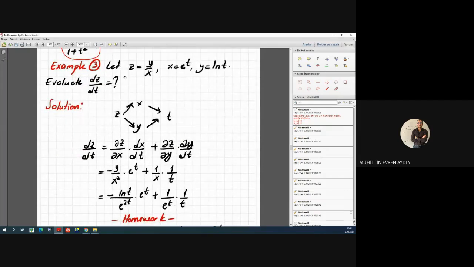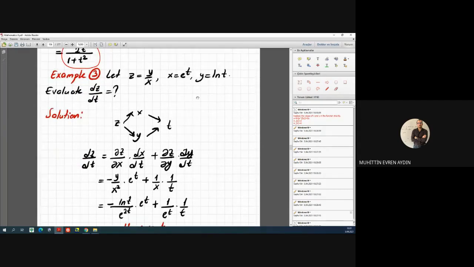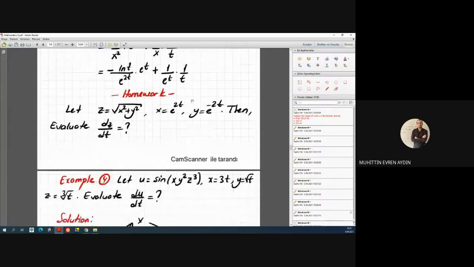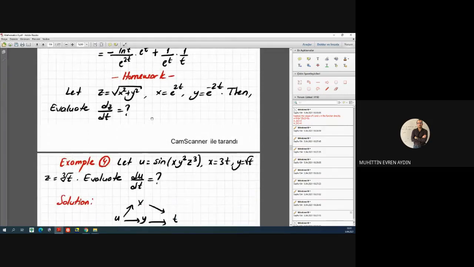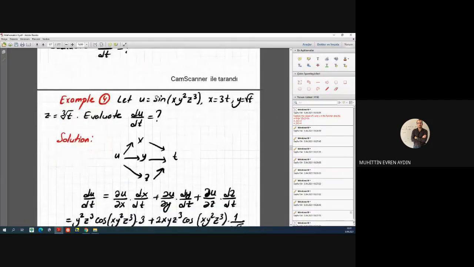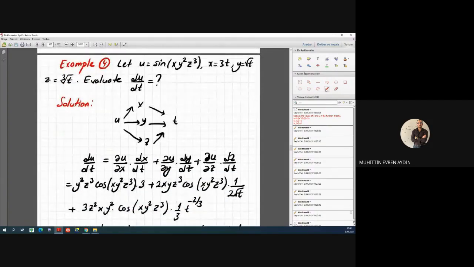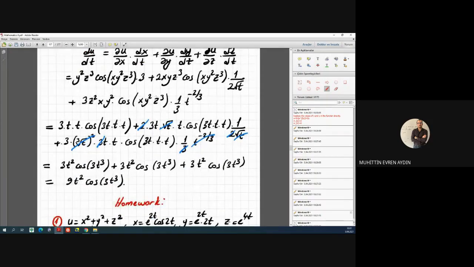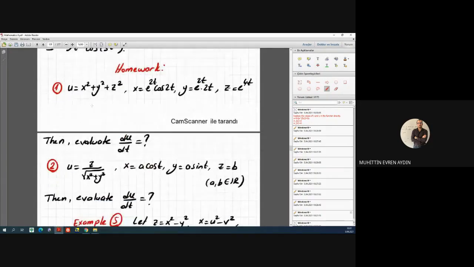This example is similar to the previous one, so we can omit it, and there are some problems to solve yourself. This is another similar example. So I pass this. You can check these calculations already, and there are some problems to solve yourself.